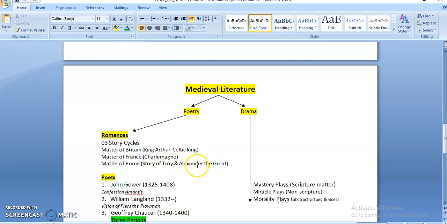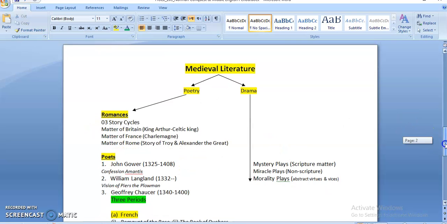He was also a heroic figure. So these three characters are historical figures: King Arthur, Charlemagne, and Alexander the Great, and the stuff related to Troy. They were the topic of all the romances. So romance is a narrative tale in which knights are there, fights are there, chivalric deeds are there, etc.